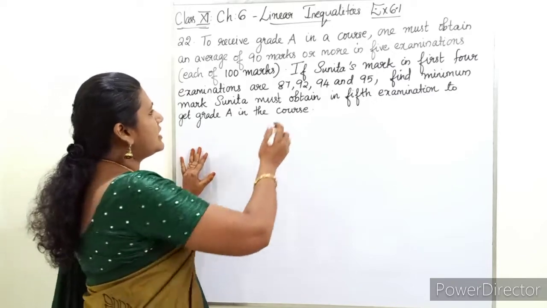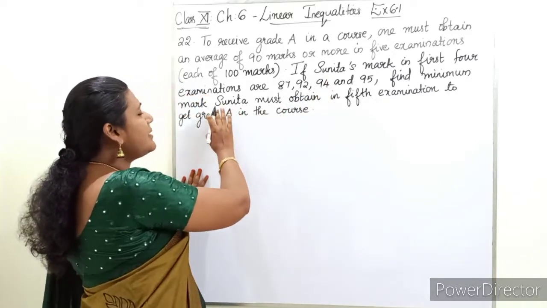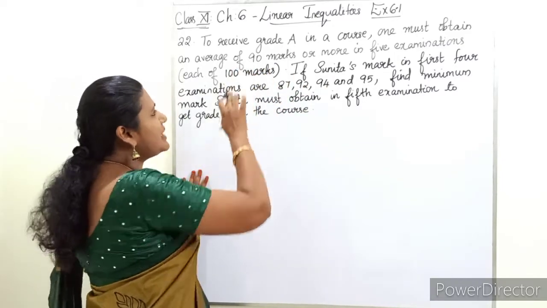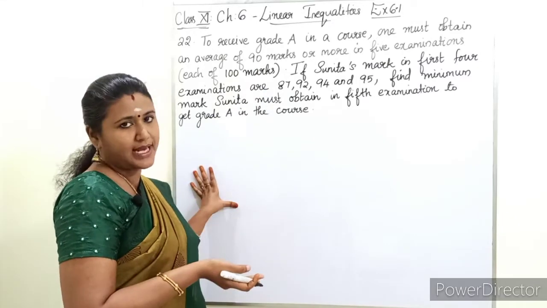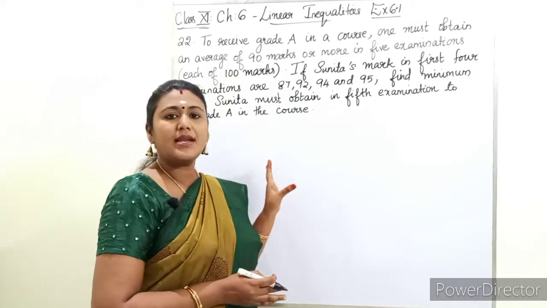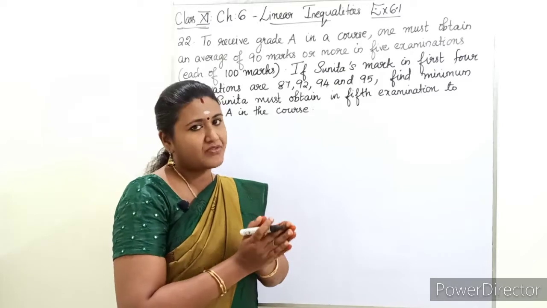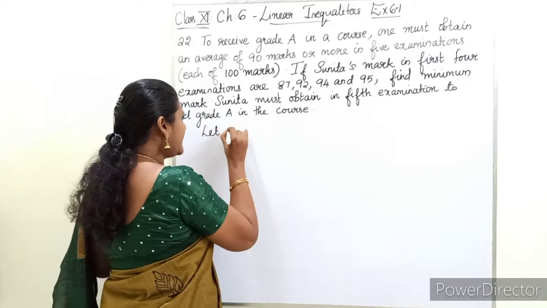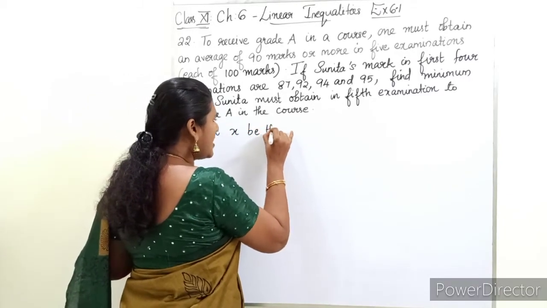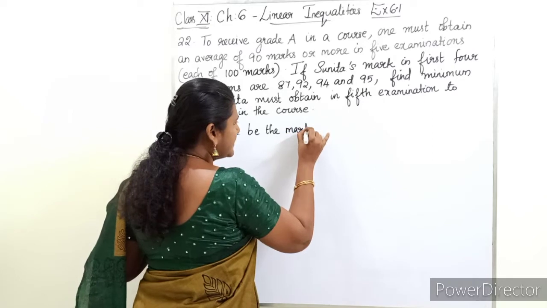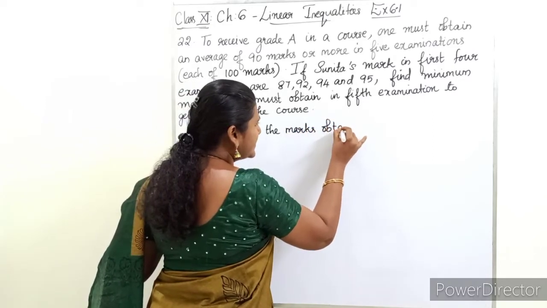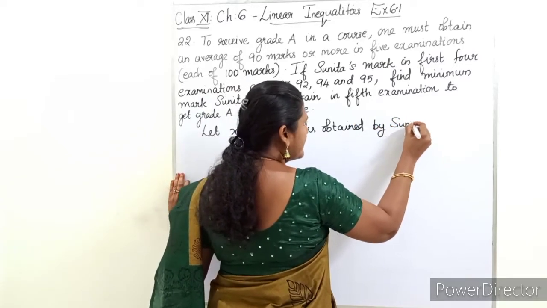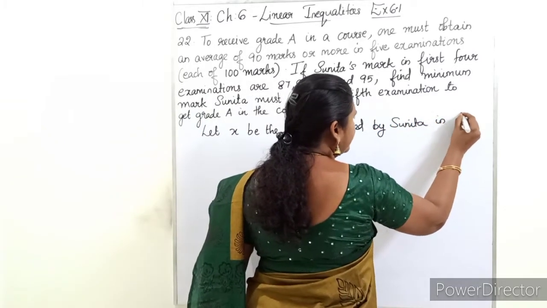So here we have to find the minimum mark Sunitha must obtain so that the average should be greater than or equal to 90. So we have to find the minimum mark Sunitha must obtain in the 5th examination. So that we will take as X. Let X be the marks obtained by Sunitha in 5th examination.